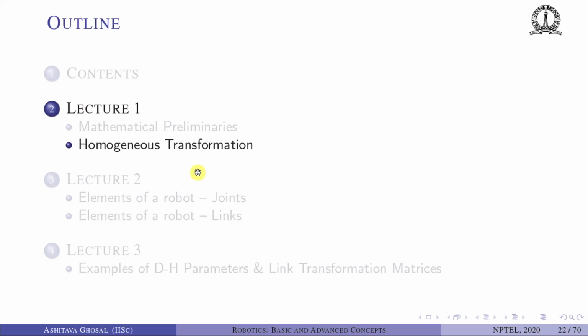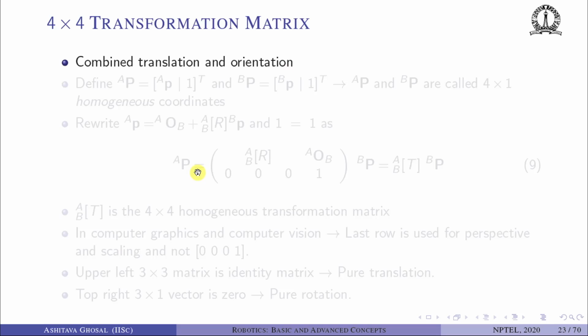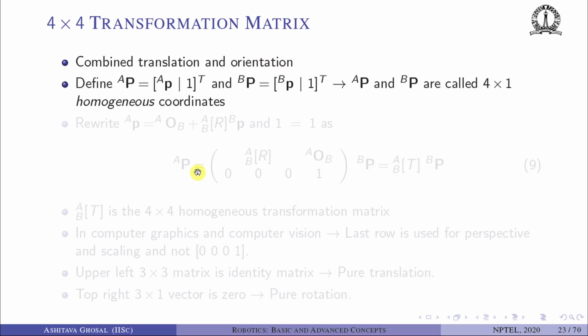From this we can look at a very important concept called homogeneous transformation. We have combined translation and orientation. It's a vector equation, but let's see if we can write it in a more compact form. We define a new vector capital AP, which is small ap concatenated with 1. Small ap was a 3 by 1 column vector.